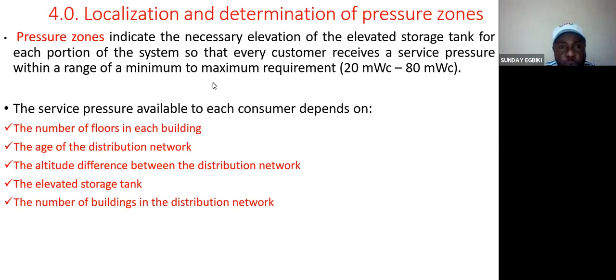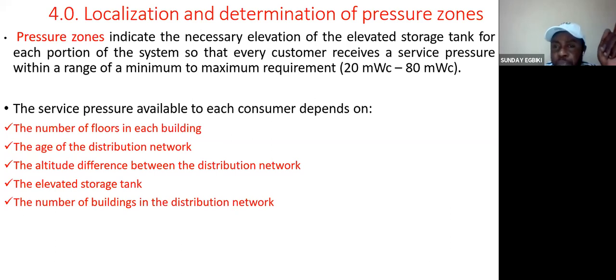Now, the pressure zone indicates the necessary elevation of the overhead tank for each portion of the system so that every consumer will receive water at a good service pressure. In a residential building or in a municipal water distribution system, the minimum service pressure for a floor is 20-meter water column, which is equivalent to 2 bar. 1 bar is equivalent to 10-meter water column.